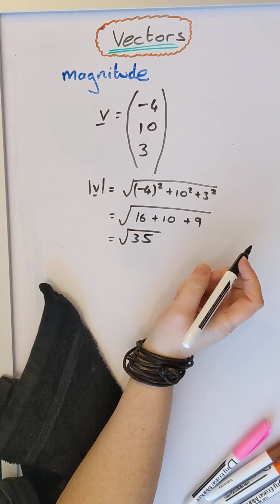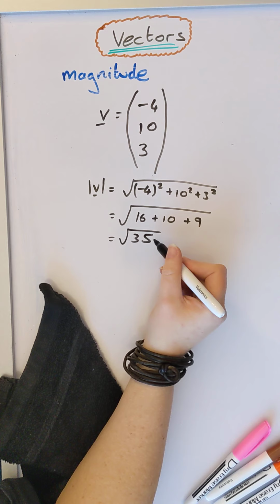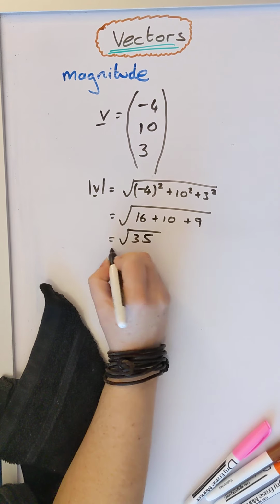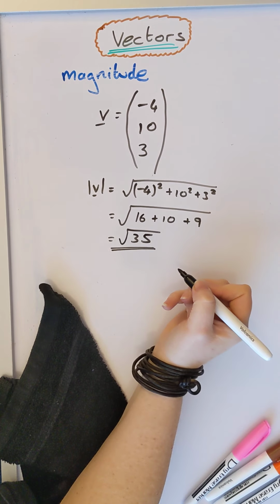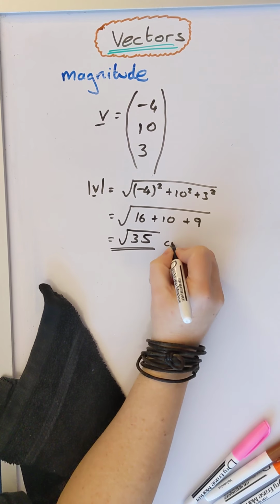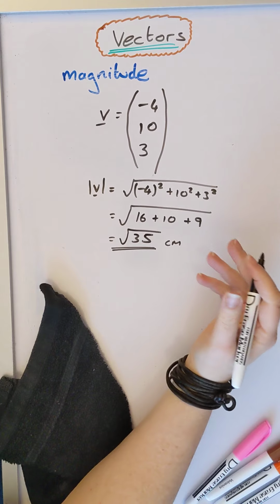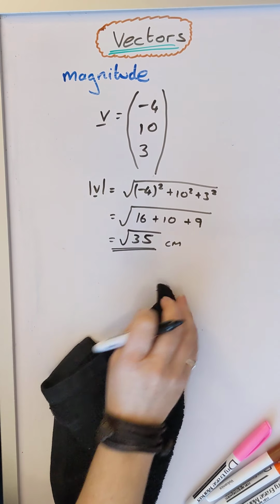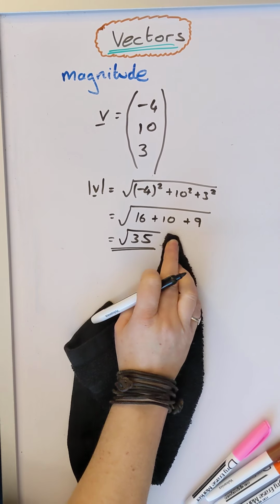Now, 7 times 5 is 35. 7 and 5 are both prime. We can't take that any further, so that is a surd as an answer. We would leave that as our length. And if you were dealing with centimetres, you could put that that was centimetres if they give you a unit. If they don't give you a unit, you don't use one.